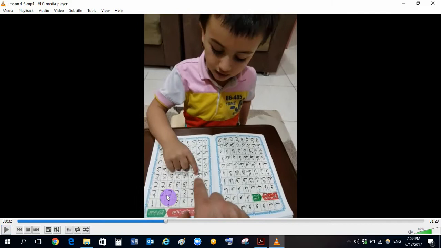So we just read 3 lines, and when we reached the sheen, he was able to do the rest of the lesson by himself like this.